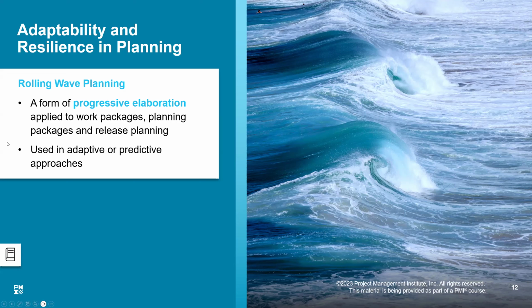Do you understand that? And okay, what does it say in the definition? Rolling wave planning is a form of progressive elaboration. I hope you understand as I explain the thing. It is a form of progressive elaboration, applied at the tactical level. What is a tactical level? At the work package, at the planning package, at the release planning.